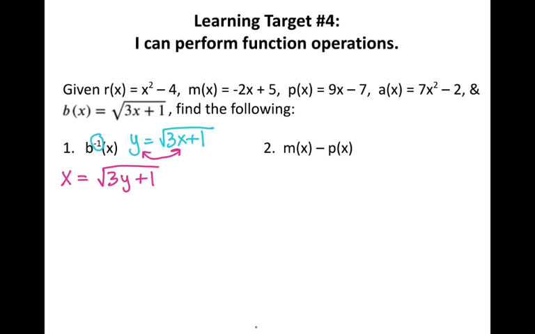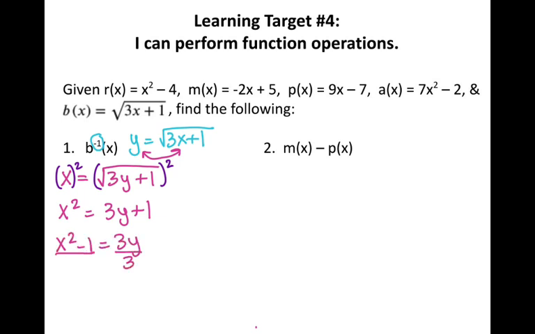So I notice my 3y plus 1 is stuck underneath my radical, so I need to get rid of my radical first by squaring both sides. So I have x squared equals 3y plus 1. From here, I'm going to subtract 1 from both sides and divide both sides by 3. So now I have my inverse, b inverse of x equals x squared minus 1 all over 3.